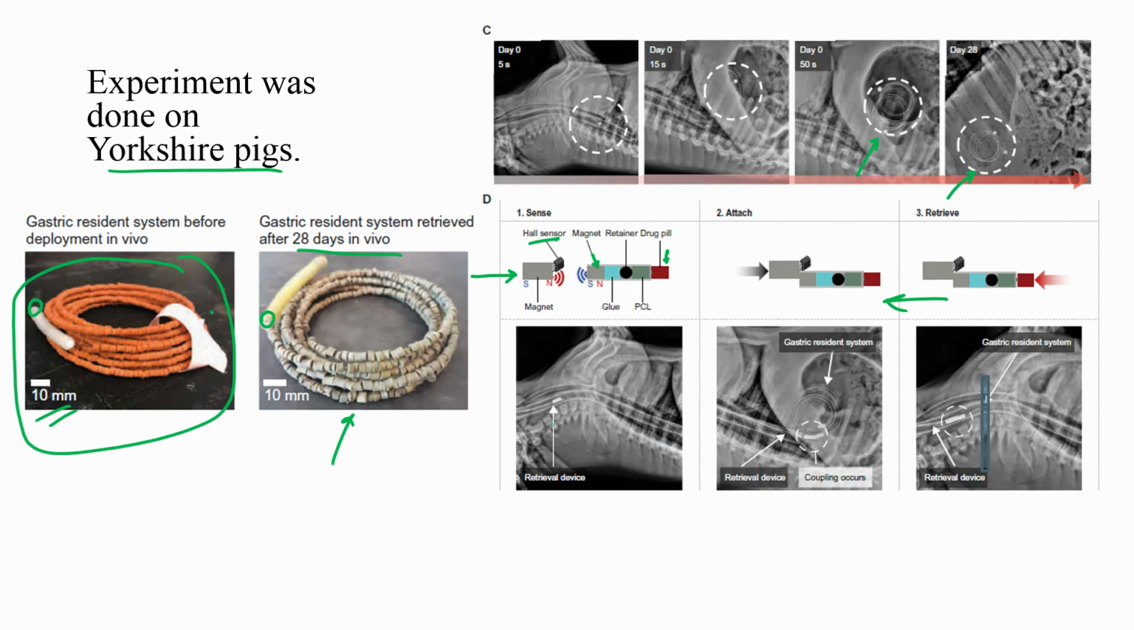And this is again imaging in the live animal, showing your retrieval device going in, going to somewhere here where the device is sitting. Here you can see the resident system, the GRS as they call it, and here is the end of it. The magnet is binding to the Hall sensor on the retrieval device, and then they show that this is now being pushed out, with the system coming out.